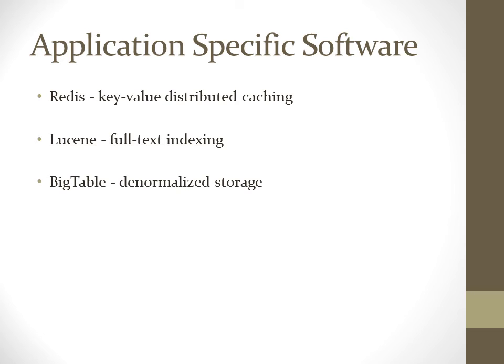The last one we have here is Bigtable, which is Google's denormalized storage system. This works on top of their distributed file system and doesn't normalize their data, but like we talked about before, that denormalization gives you a performance increase when you need to quickly search through that data without having to perform a large number of join operations.